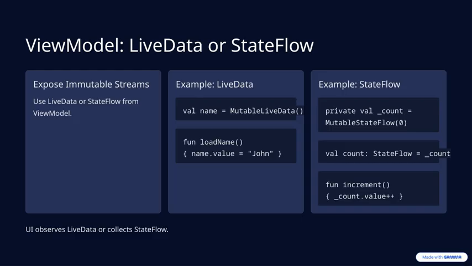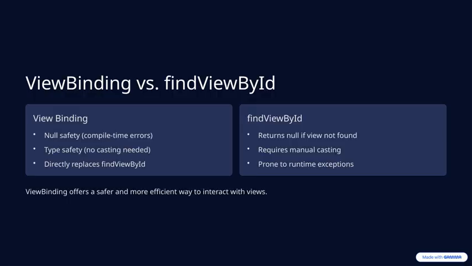maintain and test. All right, let's talk about view binding versus findViewById. When I use view binding, one of the biggest advantages is its null safety, which is checked at compile time. This means I won't accidentally get null pointer exceptions because the compiler helps catch those issues early. It also provides type safety, so I don't need to cast views manually, reducing the risk of runtime errors and making my code cleaner and more reliable. Essentially, view binding directly replaces findViewById, simplifying the process of interacting with views.